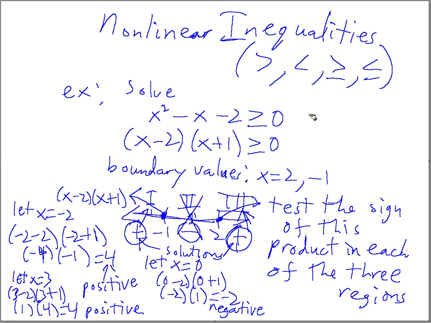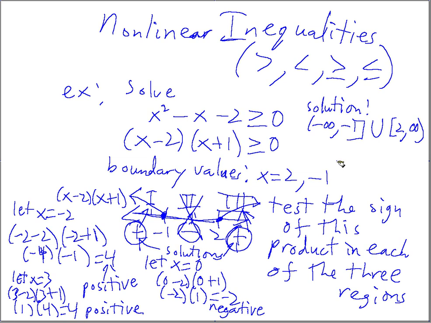If I write this solution in interval notation, it's going to be from -infinity up to -1, including -1, because we have an equal sign on 0, and also 2 to infinity. So it's a union, including the 2 to infinity.